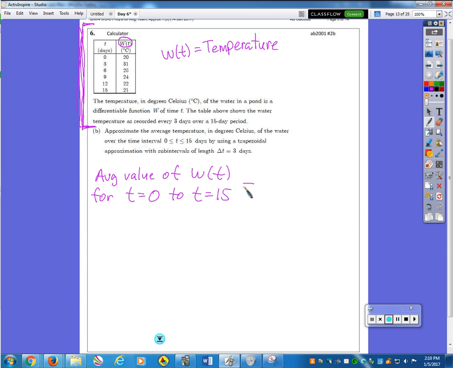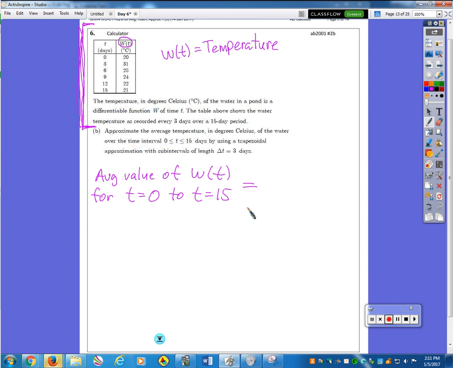Now that's going to equal, I know exactly what to write. Somebody tell me, if I'm trying to compute the average value of the function W from 0 to 15, what's the memorized formula that you're always going to use to find the average value of anything? Just tell me what to write.